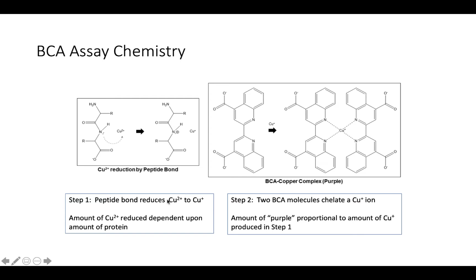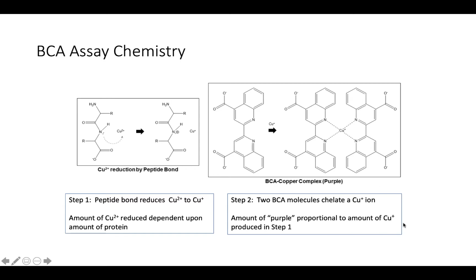Copper from Cu2+ to Cu+. And the amount of your copper 2+ that is reduced is a function of the amount of protein that you have in your sample. So for 2 BCA molecules, they chelate a copper+ ion in there.